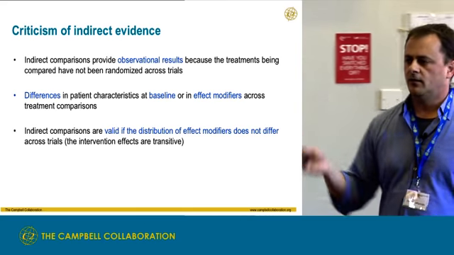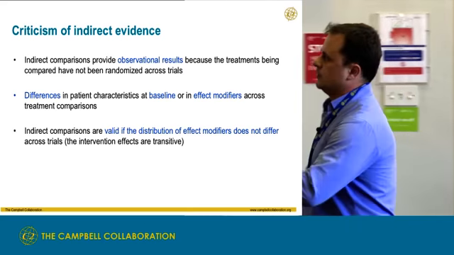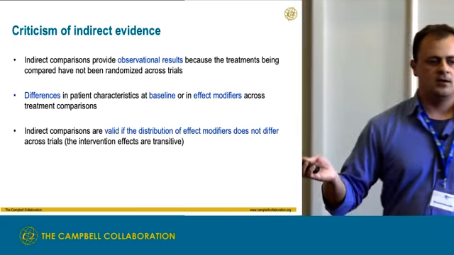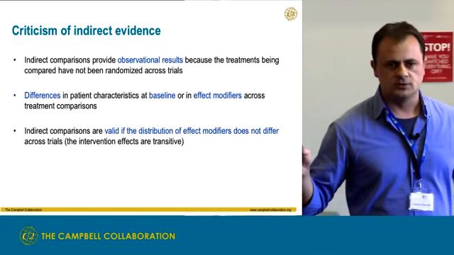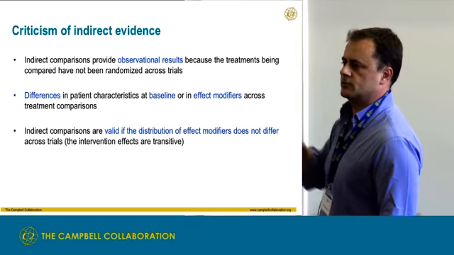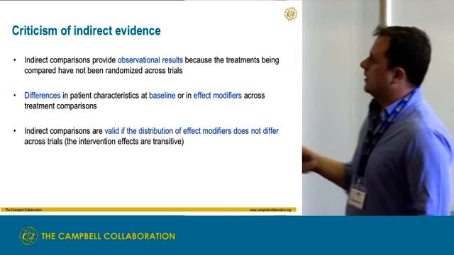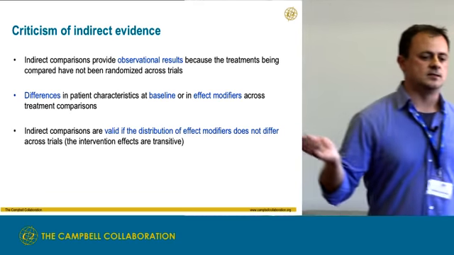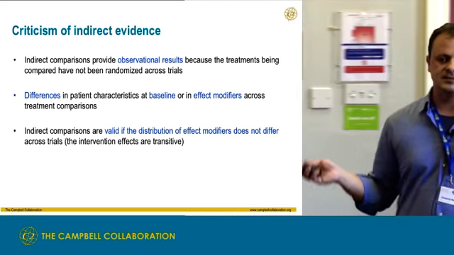So usually we identify a priori some possible effect modifiers that modify the effect. And we see if the distribution is the same across comparisons, across AB studies and across AC studies. And we see if they are different in patient characteristics in AB studies and AC studies.